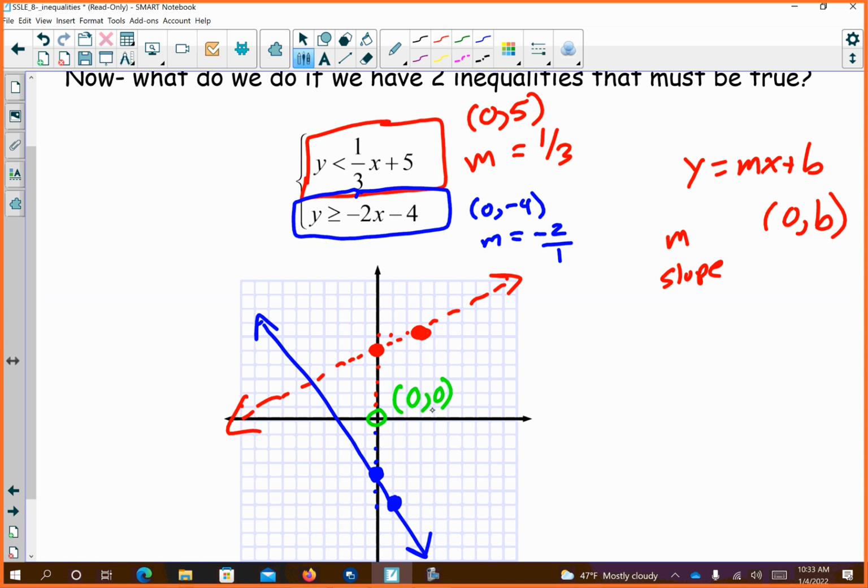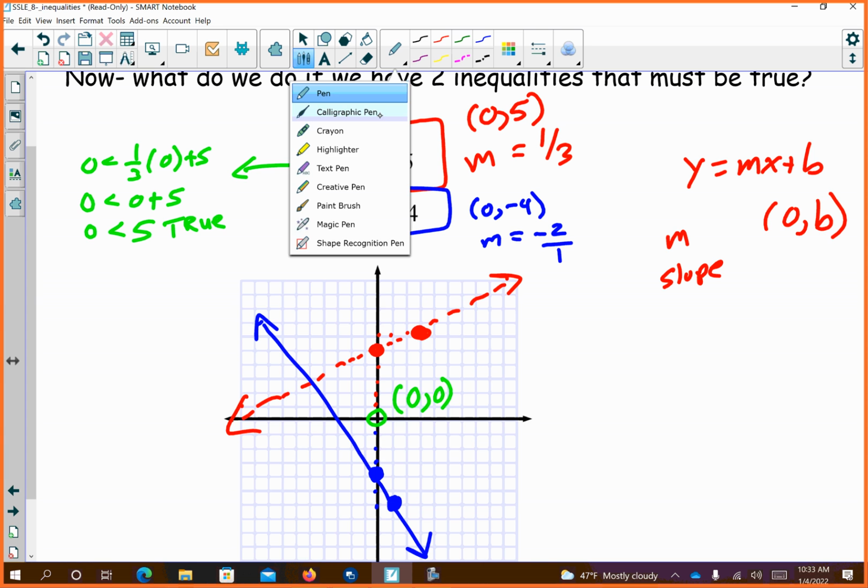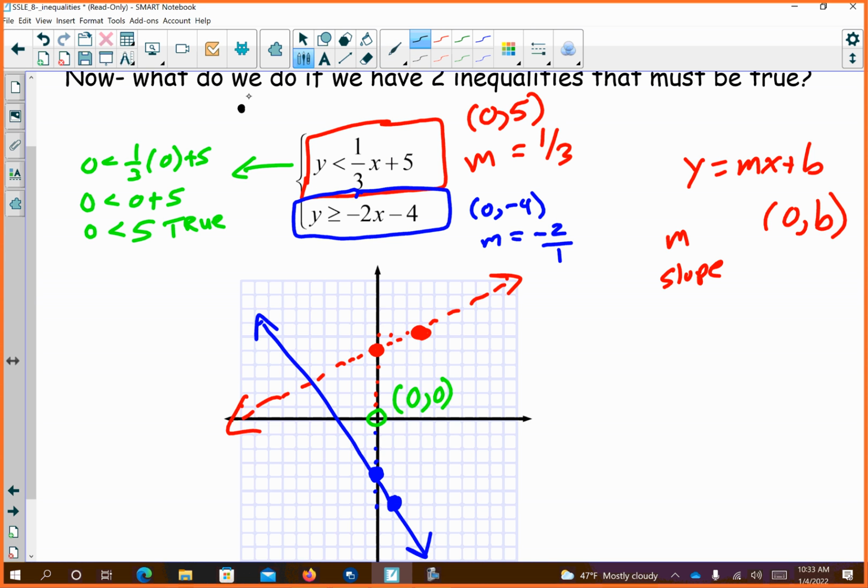So I'm going to take (0, 0) and plug it into this top one. I get 0 is less than 1/3 times 0 plus 5. What's 1/3 times 0? What's 0 plus 5? Is 0 less than 5? That's true. Agree? Which line did I just test, the red or the blue? Look at the equation I got. The red.